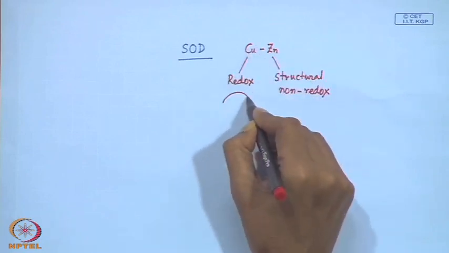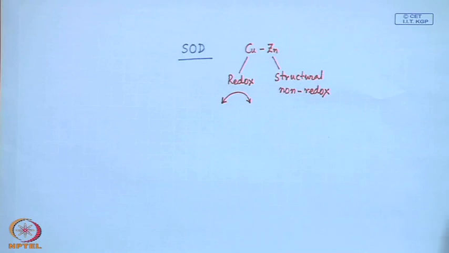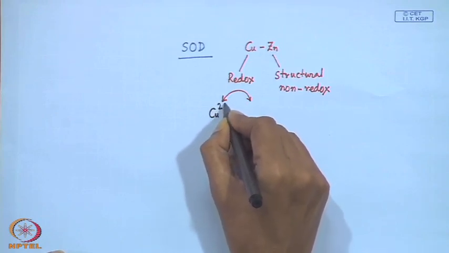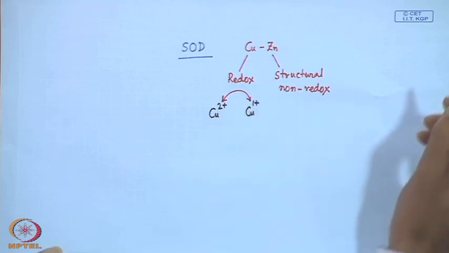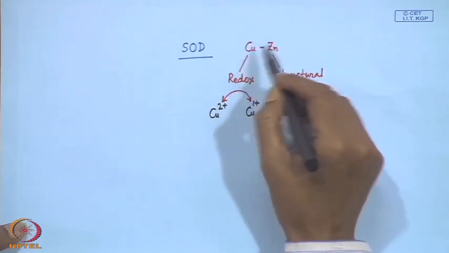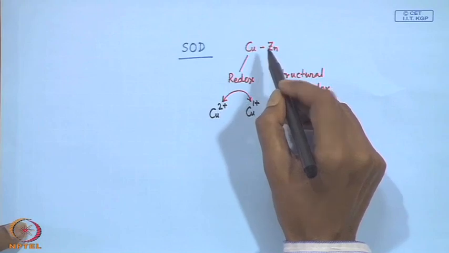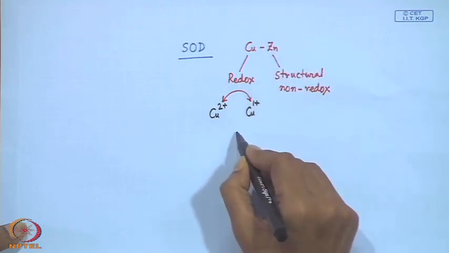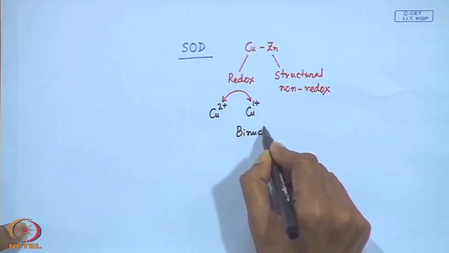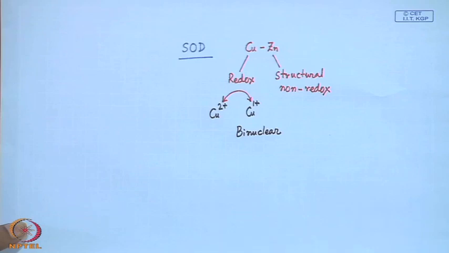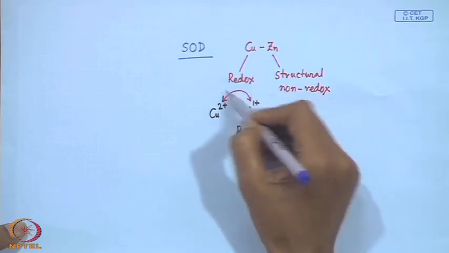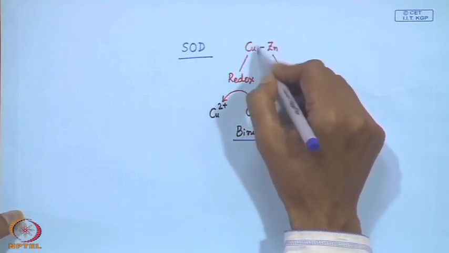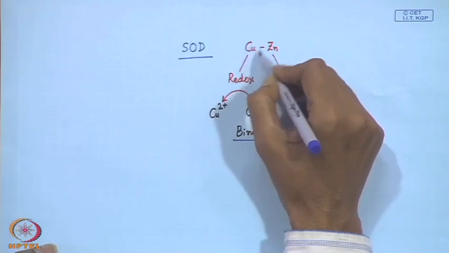So this particular copper is the redox part, and the electron transfer from the superoxide anion can take place for a corresponding redox based on copper 2 plus and copper 1 plus. So this is a little bit complex, because when you talk in terms of the presence of both copper and zinc, this particular part is responsible for structure. So you have a binuclear system, and for that binuclear system one part is the redox part and another part is your non-redox part, but definitely the zinc is responsible for giving you the corresponding reactivity pattern for this particular copper center.